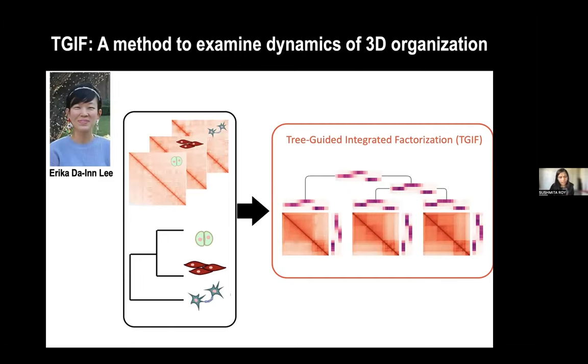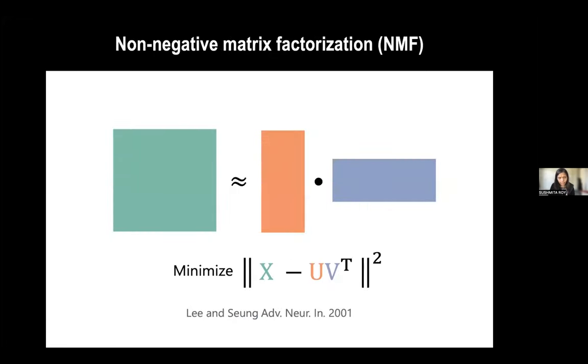This method is meant to take in multiple Hi-C matrices that can correspond to different cell types or different time points or different diseases, and some information about how these different matrices might be related, that is, the condition that they're coming from, and then output topologically associated domains or other types of higher order organizational units, such as compartments. Today I'll be focusing more on the TAD aspect of things, but this method can also be applied for compartments. The basic method that it's based on is called non-negative matrix factorization.